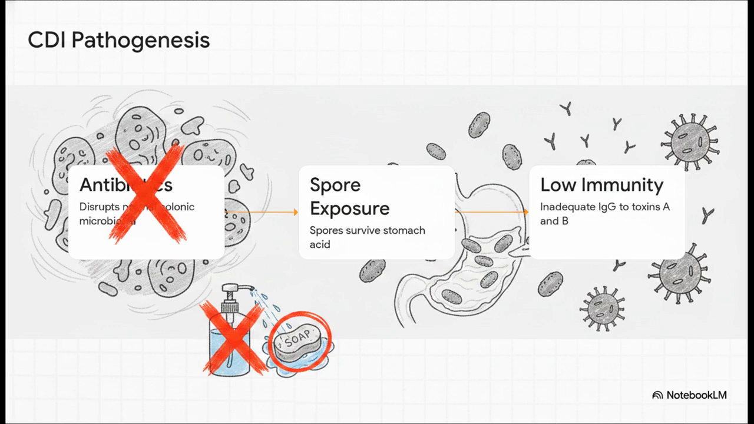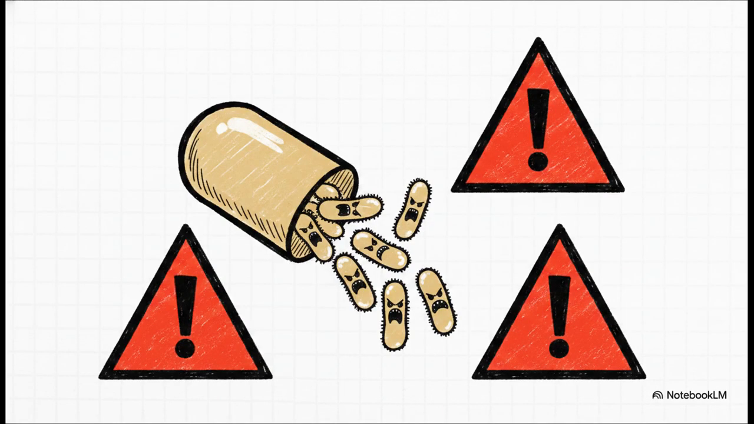And third, the patient has to have an inadequate host immune response, specifically a low IgG antibody level against the toxins. If any one of these 3 is missing, sure, you might get colonization, but you do not get symptomatic disease.